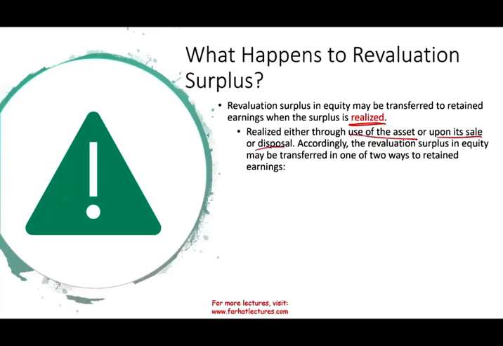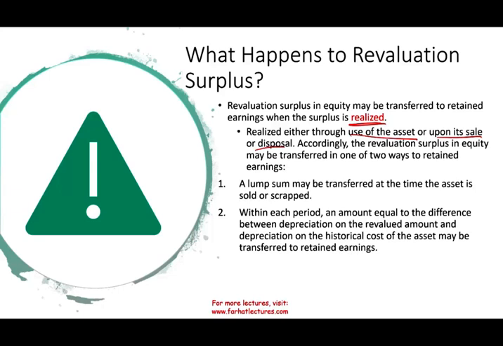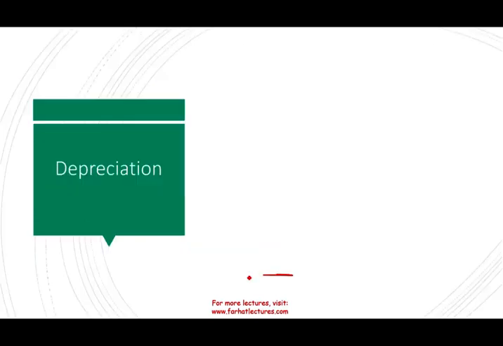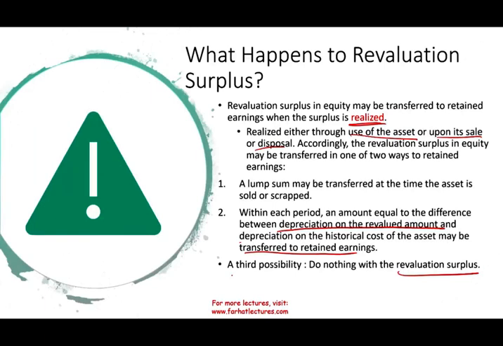The revaluation surplus in equity may be transferred in one of two ways to retained earnings. We may do a lump sum at the time the asset is sold or scrapped, just take it out, or within each period, an amount equal to the difference between the depreciation on the revalued amount and the depreciation on the historical amount of the asset might be transferred to retained earnings. So we do it in pieces, or we might do it all in lump sum when we sell the asset. And guess what? There's a third possibility allowed by IFRS: do nothing with the revaluation surplus. I'm assuming this third option is do nothing because sometimes you're going to have gains, you're going to have losses. They basically offset each other over the long term. It may not be true.